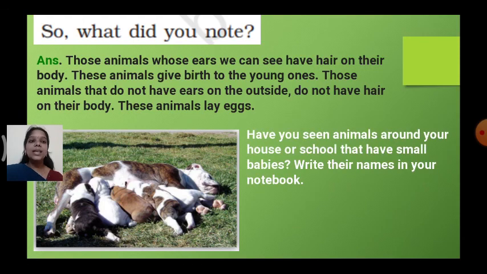Have you seen animals around your house or school that have small babies? Write their names in your notebook. What we can see near our house are dog puppies, pig, cat, rat, etc. We can see them, right? So, copy these questions also in your classwork note.